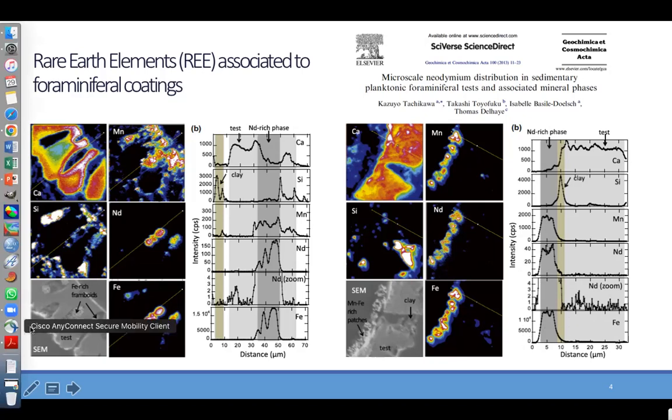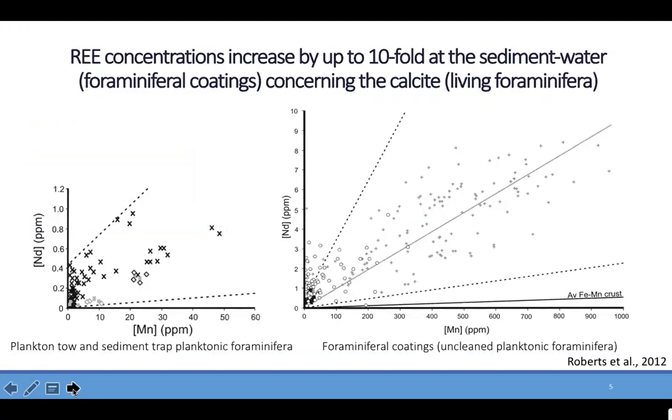But these rare earth elements can also be addressed by looking at concentrations. Here, in this work of Natalie Roberts, they compared the concentrations from the calcite, mainly considering sediment trap and plankton tow planktonic foraminifera, and compared that to foraminiferal coatings. That means the sedimentary planktonic foraminifera that's unclean. What you can see from this graph is that we have a huge difference in concentration of manganese and also neodymium. It's increasing like tenfold when comparing the plankton tow concentrations to the sedimentary foraminifera, now named foraminiferal coatings here.